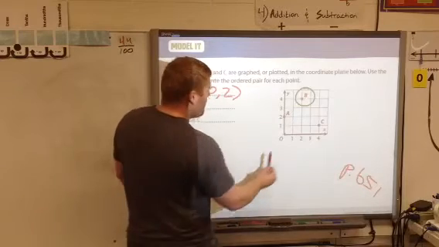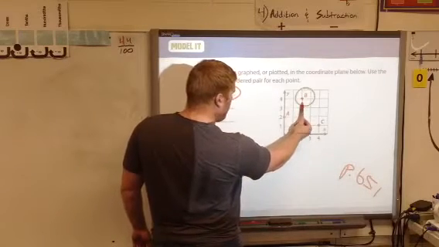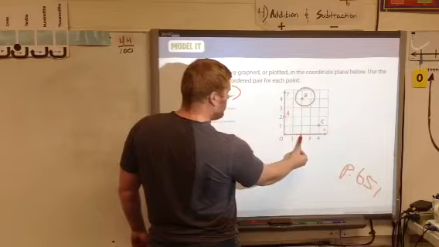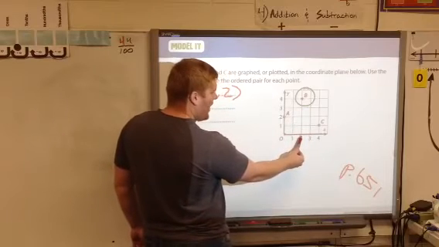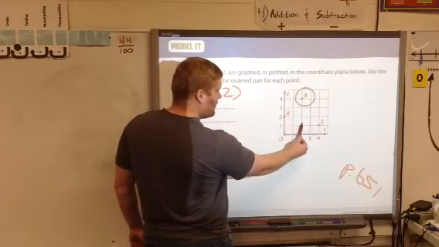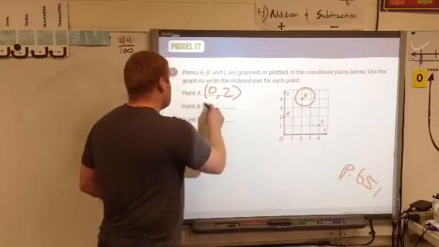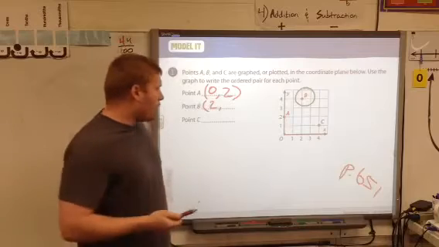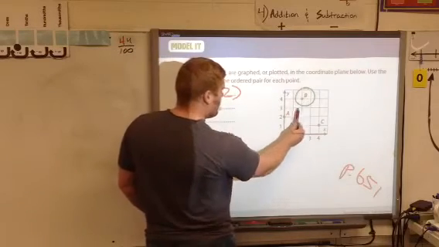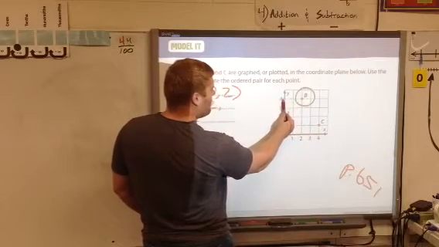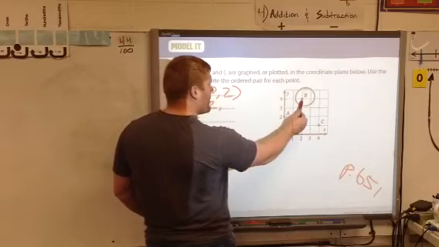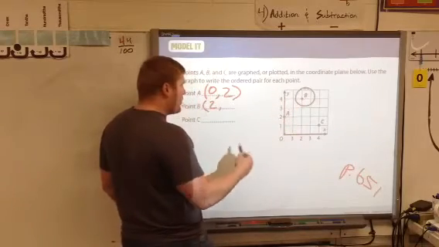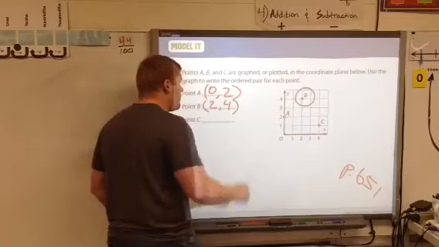I find B, and luckily it's on graph paper, so I follow which number it lines up with on the x-axis. It lines up with 2. So I know that the x-coordinate is 2. Then I go to y, and I figure out that B lines up with 4 on the y-axis. So my y-coordinate is 4.